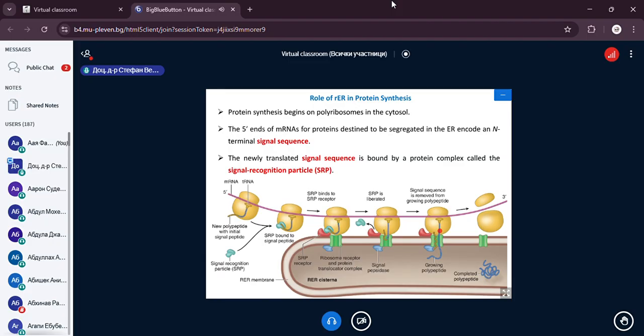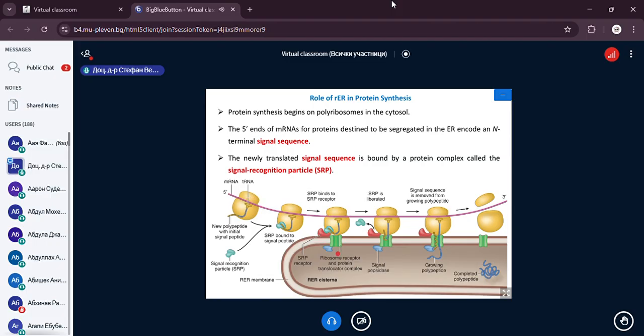And here, namely, you see the process of translation. You know that messenger RNA is the one which contains the genetic information, the code for the newly synthesized protein. Messenger RNA is transcribed in the nucleus from DNA and then exits into the cytoplasm where protein synthesis happens. And then messenger RNA binds with the ribosome and protein synthesis begins.